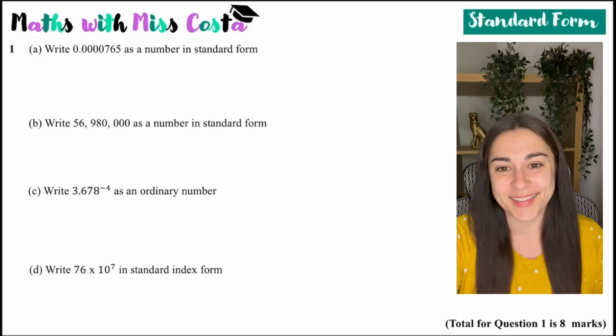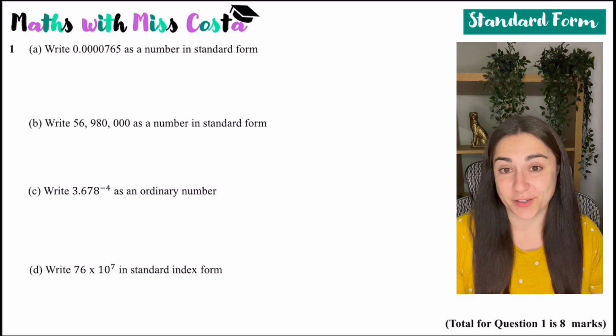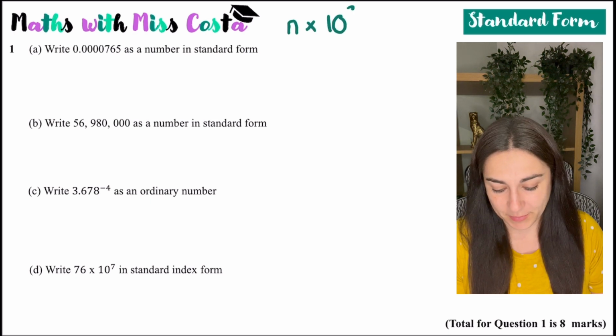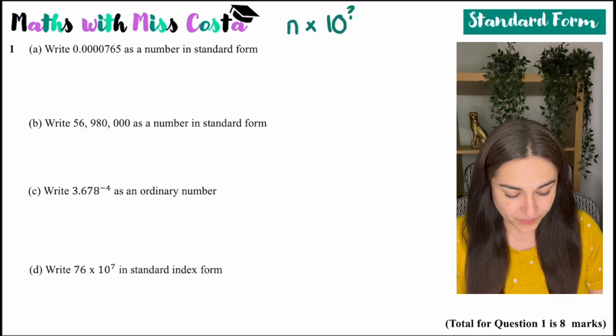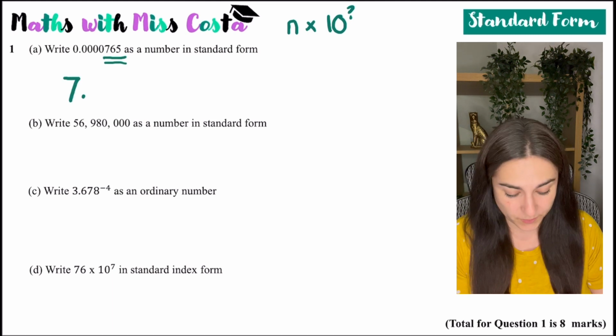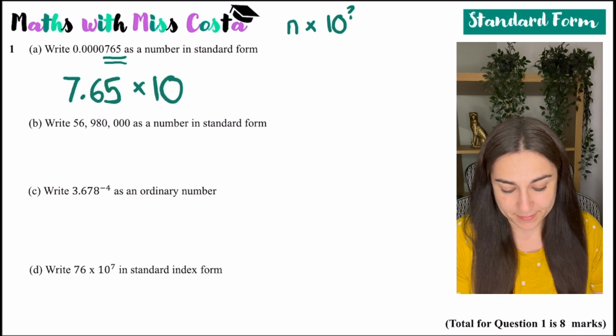Okay, so for the first question we've got standard form. The first 3 are just simple questions. I'm asked to write a number in standard form. Just remember, to write any number in standard form, you write it as a number times 10 to the power of something. Essentially I look at the digits and turn them into a decimal. So 7.65, I know it needs to be times 10 to the power of something.